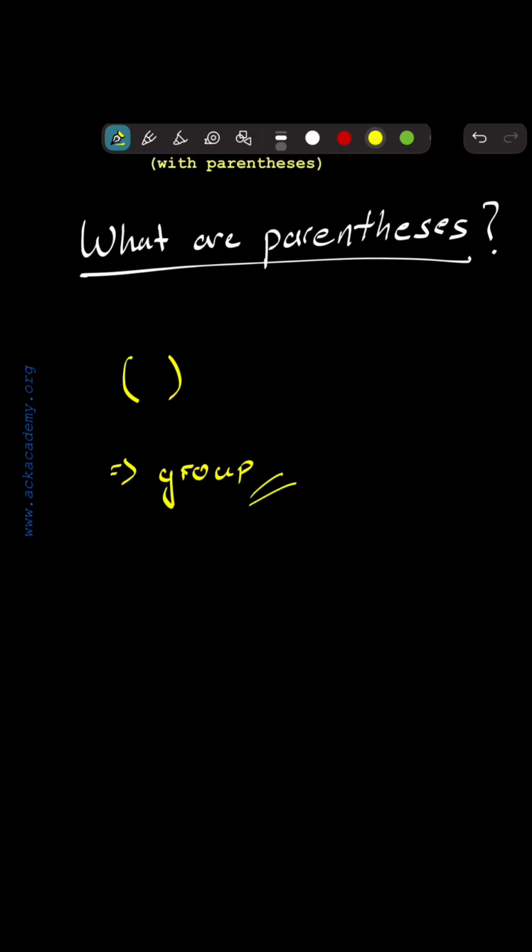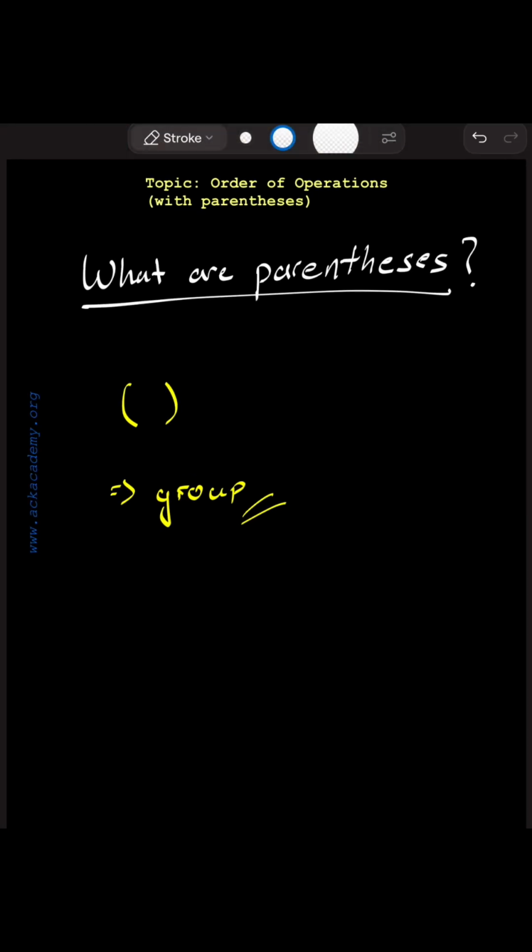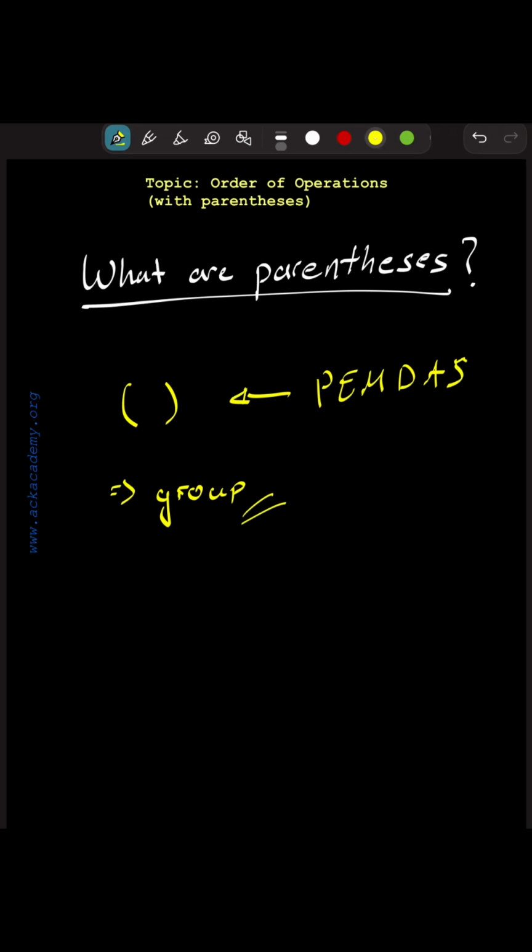And when we deal with the order of operations, parentheses are always first. So this comes first. So when we talk about PEMDAS, parentheses, exponents, multiplication, division, addition, and subtraction, parentheses comes first. And there's a few ways to think about this.